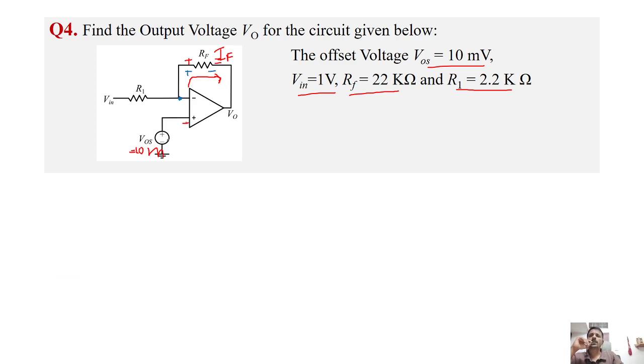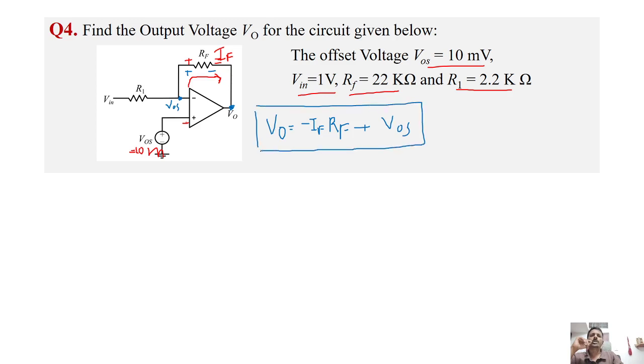So we'll see the voltage drop across this RF and the voltage at this node. At this node it is VOS. So what is the voltage V naught? V naught will be equal to the voltage across RF. So this is the output point, so it is negative polarity. So minus IF into RF plus the voltage at this point, that is VOS. So this is the output voltage. We need to find each of these values. RF is given, VOS is given, we just need to find what is IF.